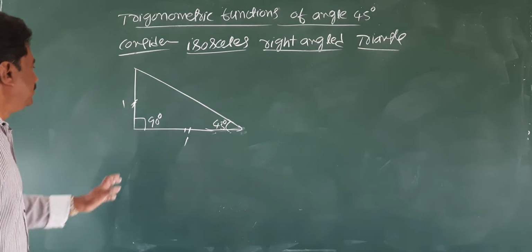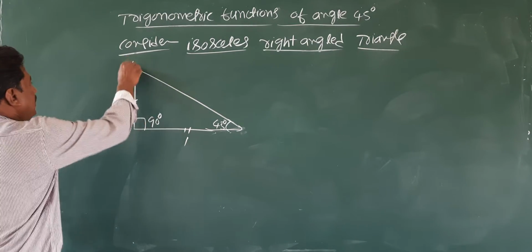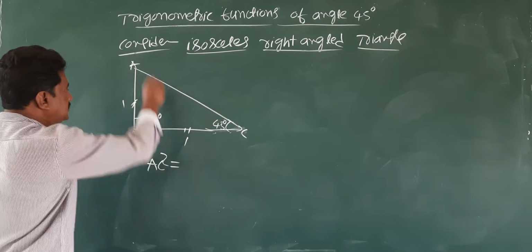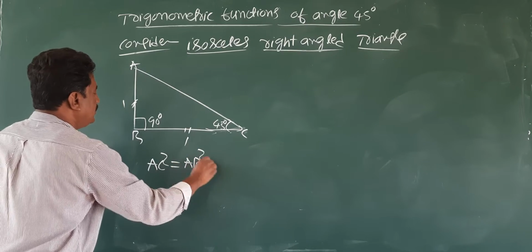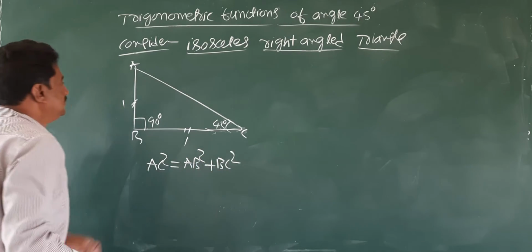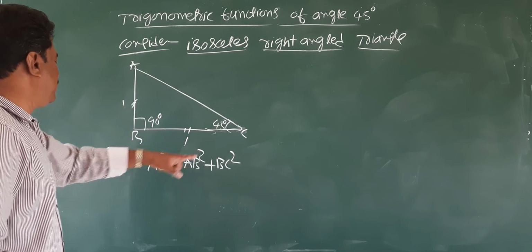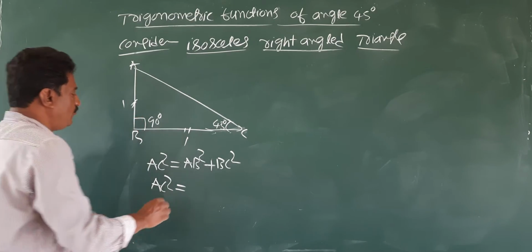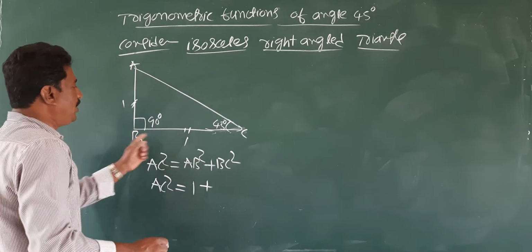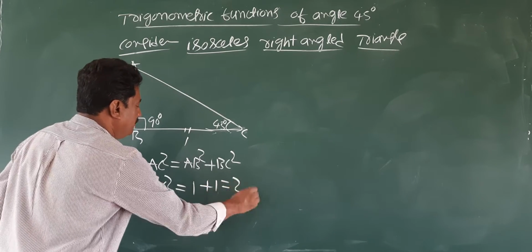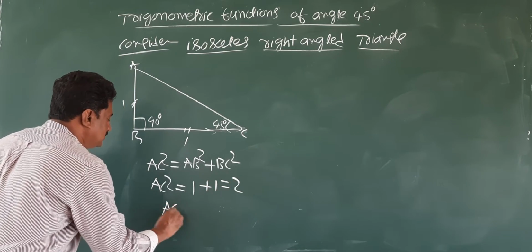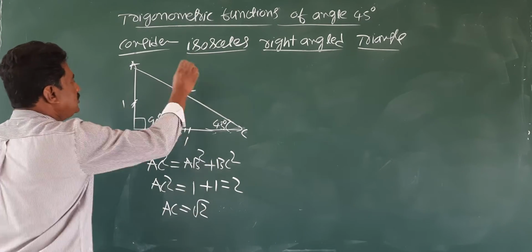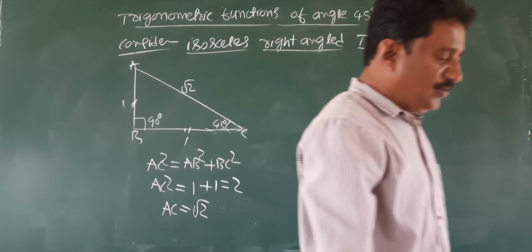I will explain neatly. According to the Pythagoras theorem, AC square equals AB square plus BC square. So AC square equals, tell me, the length of AB is 1, square is 1. Length of BC is 1, square is 1. Plus, 1 plus 1 is 2. So AC, taking the square root, becomes root 2. Length of AC is root 2. So now you write it.